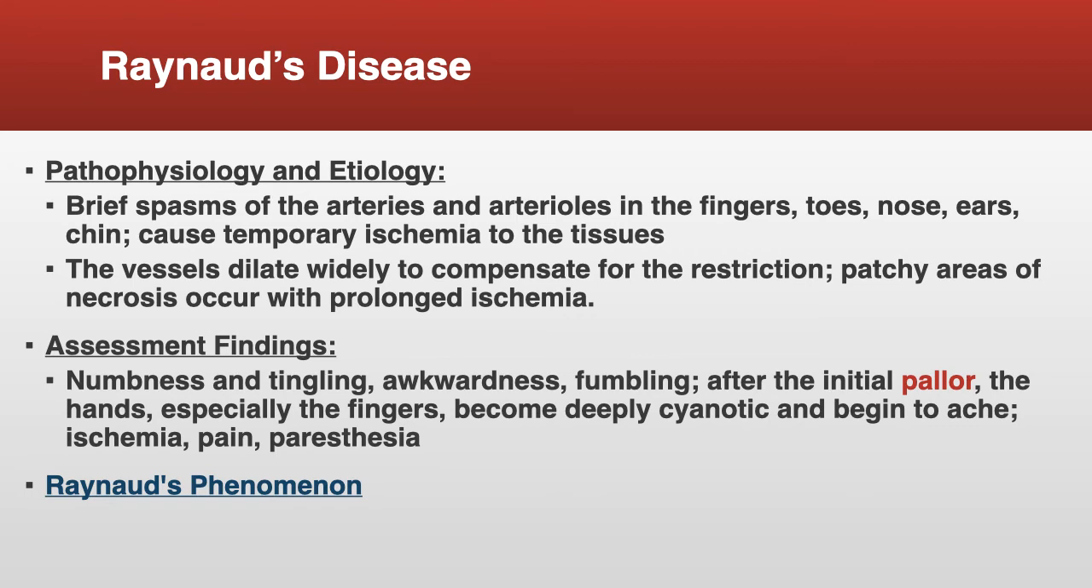Your assessment findings: numbness and tingling, awkwardness, fumbling after the initial pallor. The hands, especially the fingers, become deeply cyanotic and begin to ache. You have ischemia, pain, and paresthesia. The hallmark sign of Raynaud's is pain related to arterial insufficiency. Pallor is the initial symptom in Raynaud's, followed by cyanosis and the aching pain.